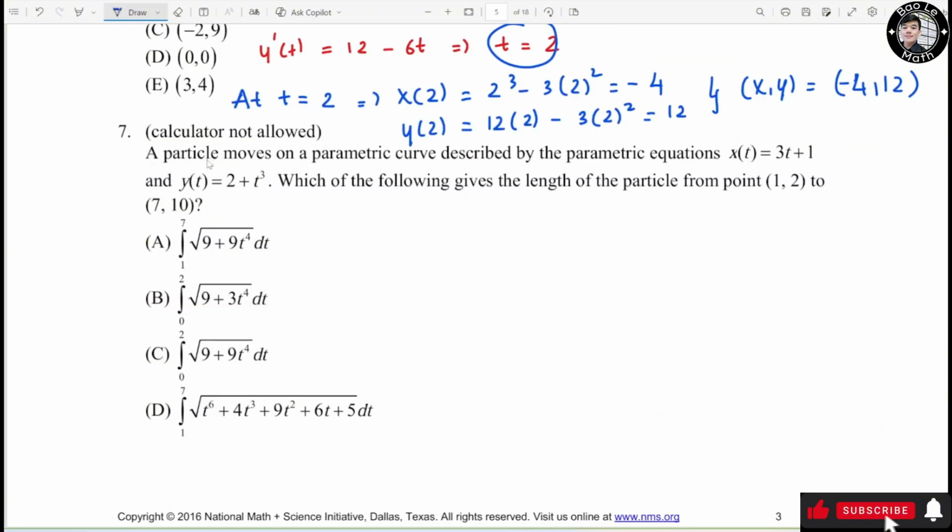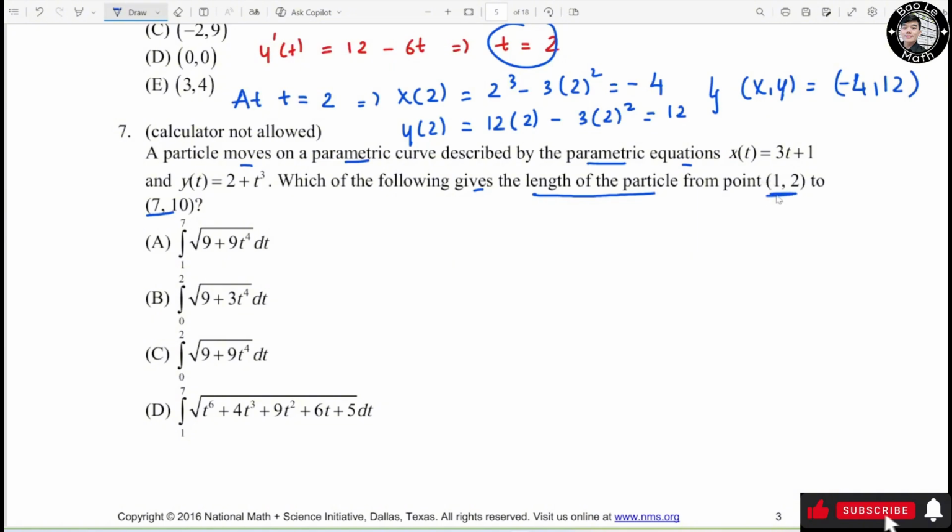Question 7. A particle moves on a parametric curve described by the parametric equations s of t equals 3t plus 1, y of t equals 2 plus t cubed. Which of the following gives the length of the particle's path from point 1 to 2, 7, 10?